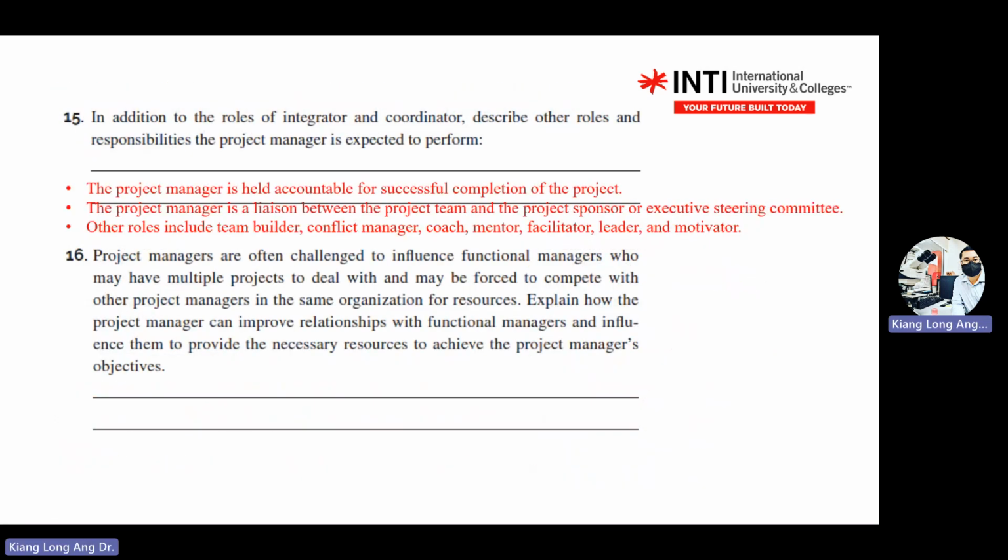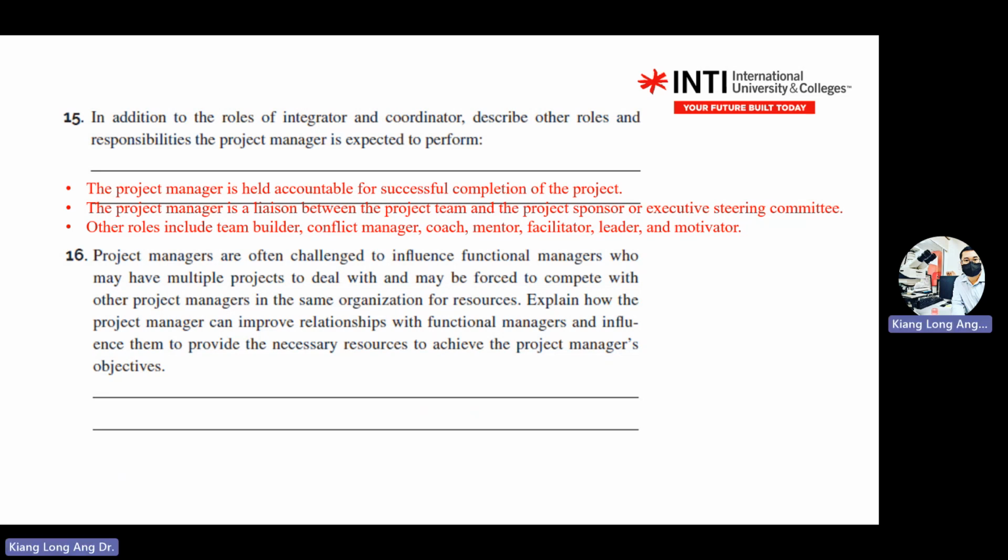Oops, 15. I forgot to put this in, but never mind, I give you the answer. Additional to the role of integrator and coordinator. So these are the project manager's roles. You coordinate between the functional units. So describe other roles that a project manager can do. This one you can also see in the PowerPoint slides of our lecture. Other roles of a project manager: they can be held accountable for successful completion of the projects.